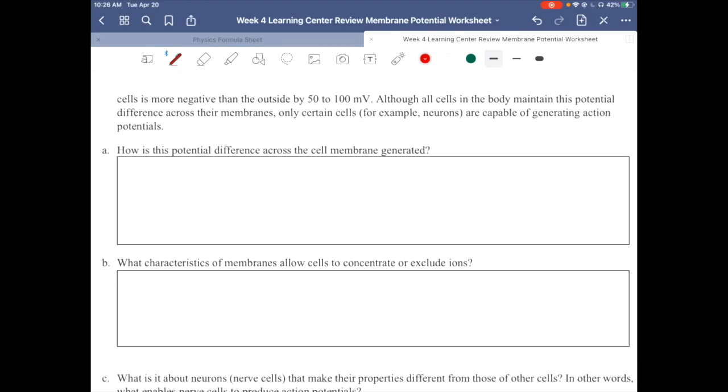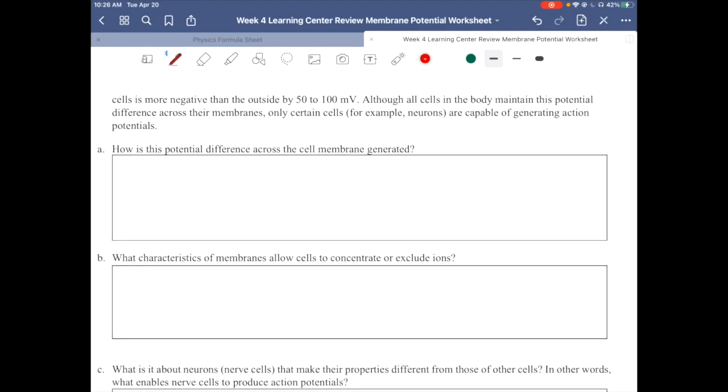So the first question is asking us, how is action potential difference across the cell membrane generated? So that is established through the sodium-potassium pump in the cell membrane, which actively pumps 3 sodium ions out and brings in 2 potassium into the cell. So this is how we establish the negative 70 millivolts number that we get. It's because of the sodium-potassium pump.